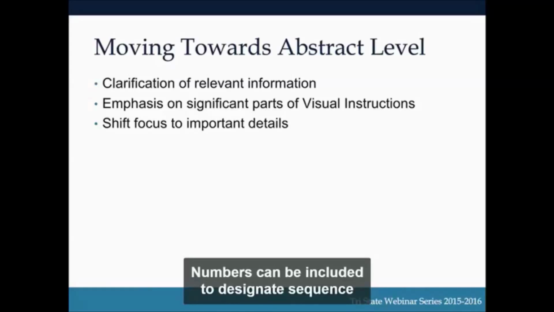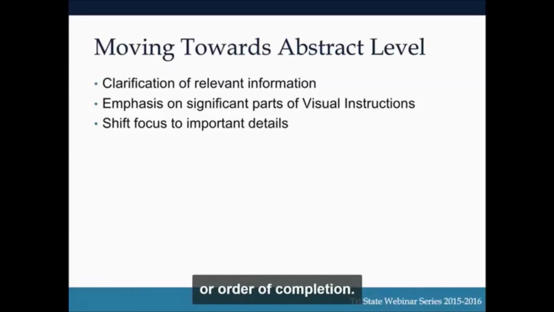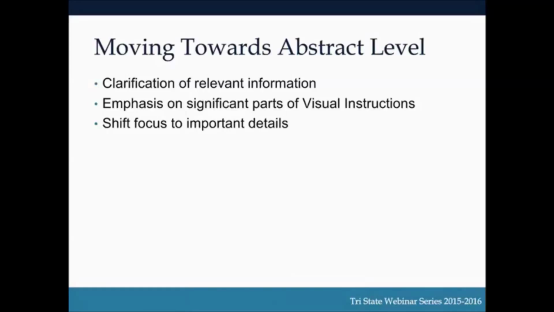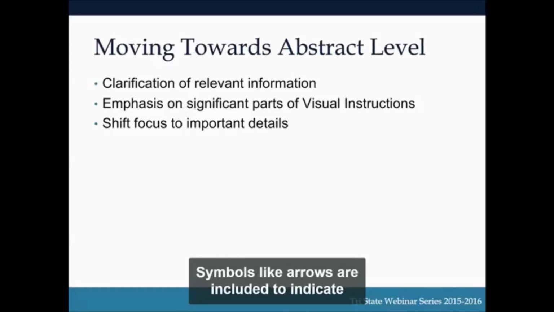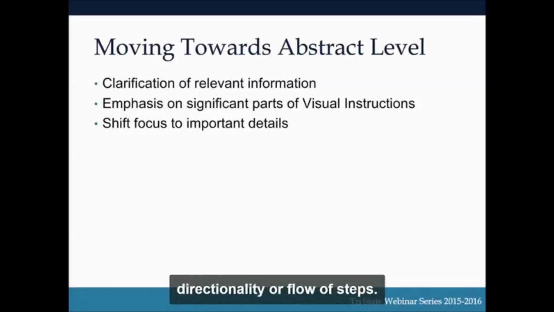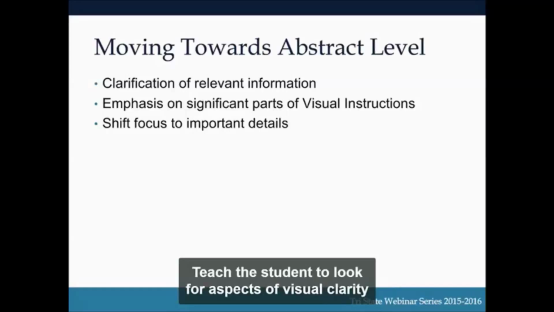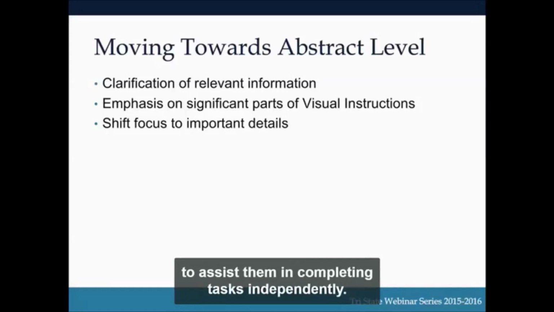Numbers can be included to designate sequence or order of completion. Symbols, like arrows, are included to indicate directionality or flow of steps. Teach the student to look for aspects of visual clarity to assist them in completing tasks independently.